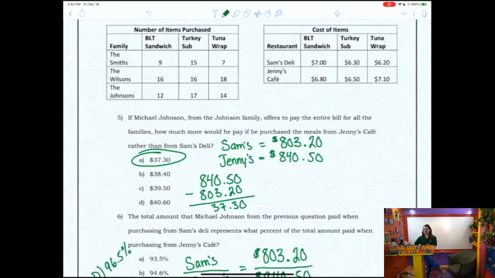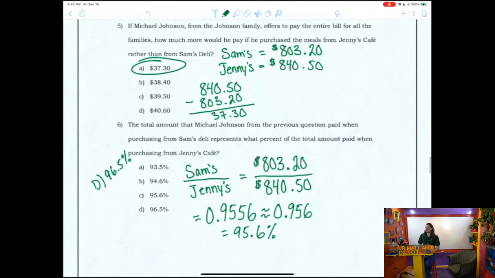Now question 6 asks, the total amount that Michael Johnson from the previous question paid when purchasing from Sam's Deli represents what percent of the total amount paid when purchasing from Jenny's Cafe? So you need to be able to correctly identify which portion of this conceptual fraction is the part and which is the whole. We can always think of fractions as some part over the whole value. Usually the whole value is the sum of the component parts, but it doesn't always have to be.